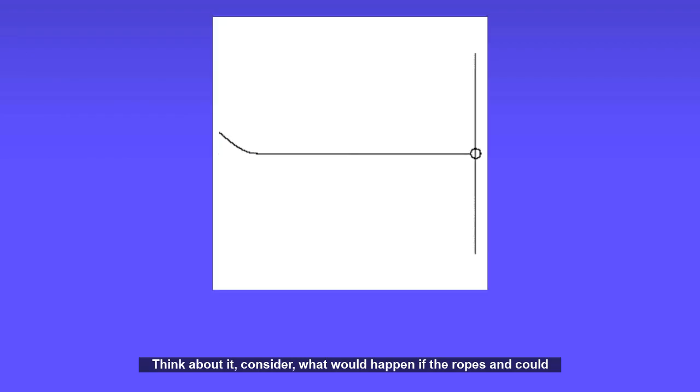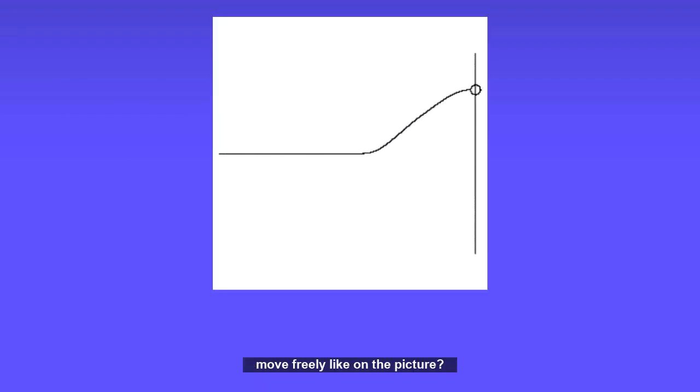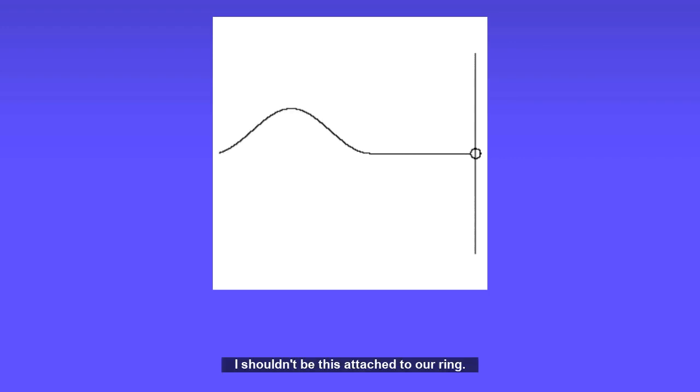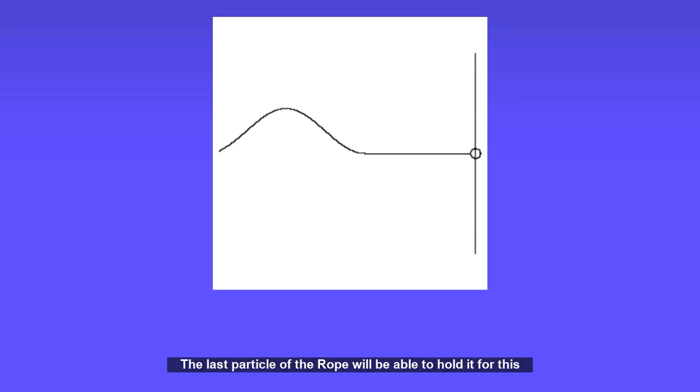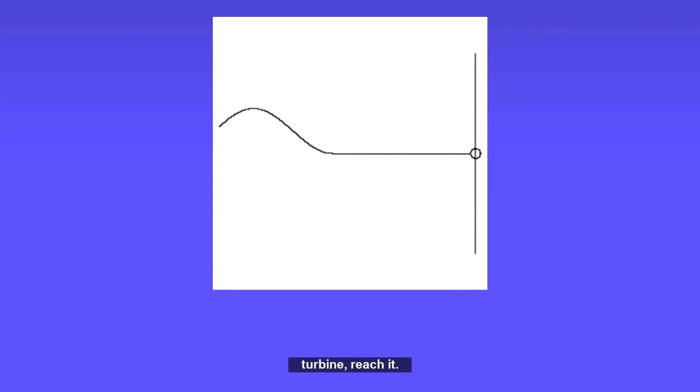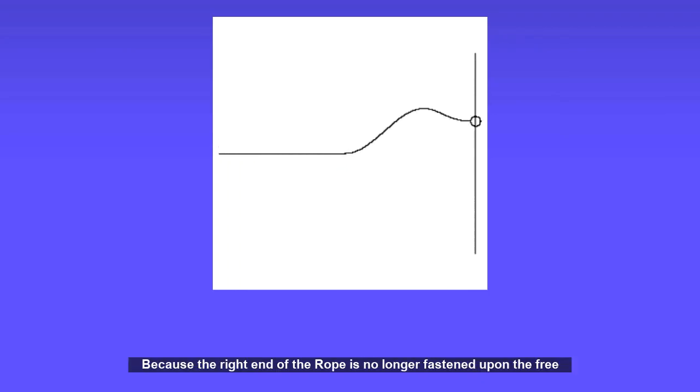Another one is the free end reflection. Think about it. Consider what would happen if the rope's end could move freely, like in the picture. Assume it is attached to a ring that is loosely fitted around the lab pole rather than being solidly fastened to the pole. The last particle of the rope will be able to move if a disturbance reaches it because the right end of the rope is no longer fastened to the pole. This is called the free end of the rope.